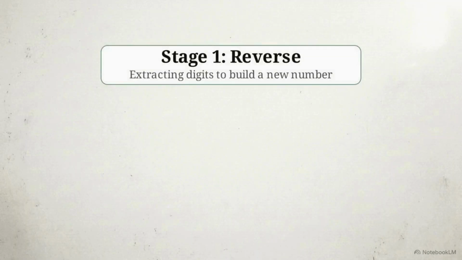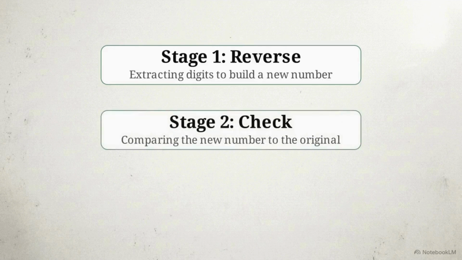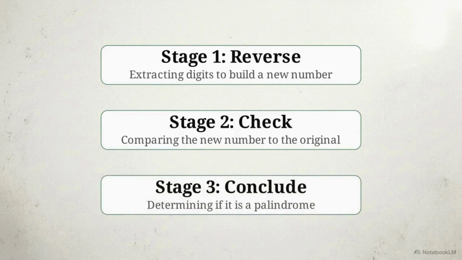This algorithm consists of 3 stages. First, we reverse the original number. Second, we check the reversed version against the original. Finally, we output the result.